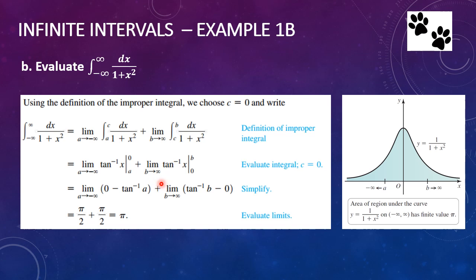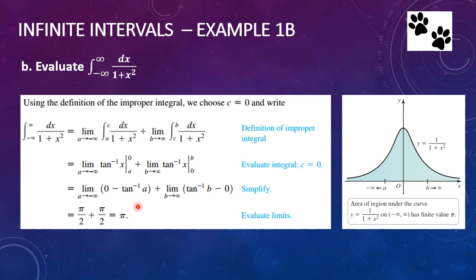And then we're adding the limit as b goes to infinity of inverse tangent evaluated from 0 to b. So here we have the inverse tangent of 0 is 0 minus the inverse tangent of a, plus the limit as b goes to infinity of the inverse tangent of b minus, again, the inverse tangent of 0, which is 0. Okay?